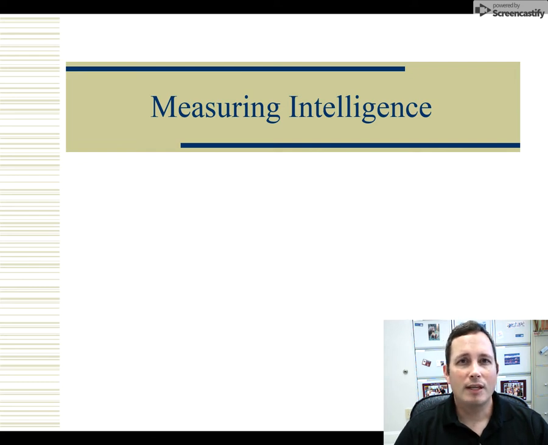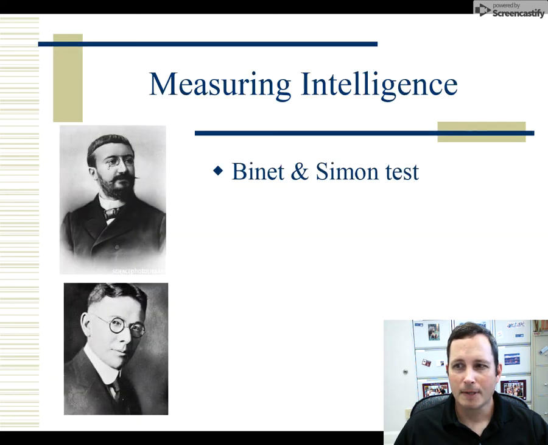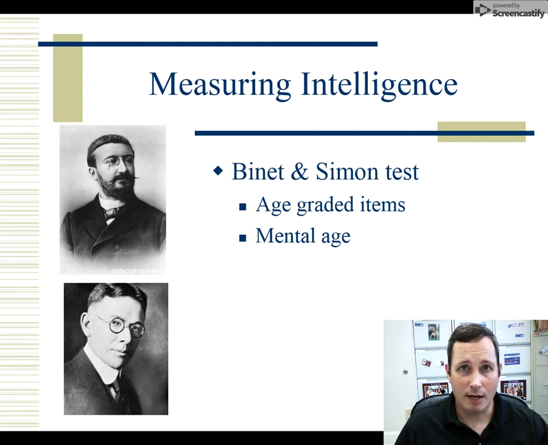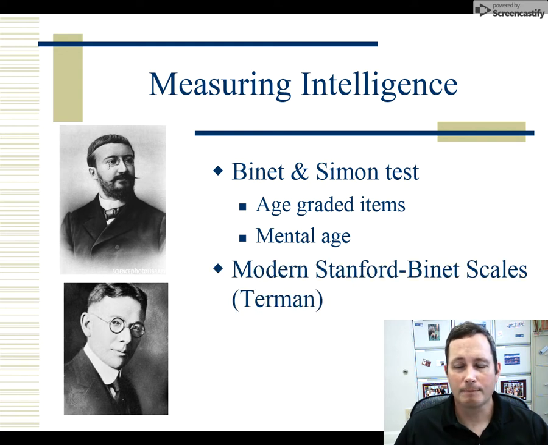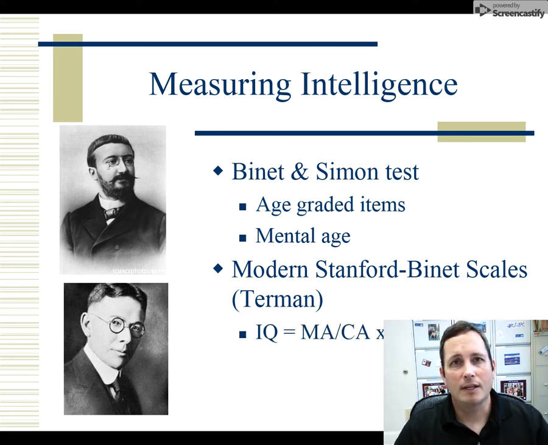So one of the things that Louis Terman did to improve on the intelligence test was to introduce the concept called an intelligence quotient, or IQ. Okay, so let's go here real quickly. I realize I got a little behind on the slides. We just talked about the Binet-Simon test and age-graded items along with their mental age, and then the modern Stanford-Binet scales that Louis Terman is developing.